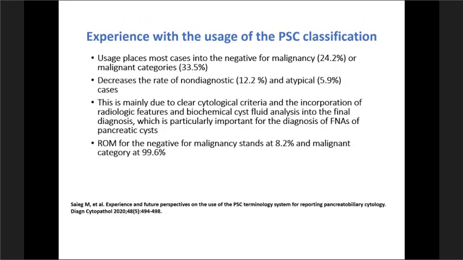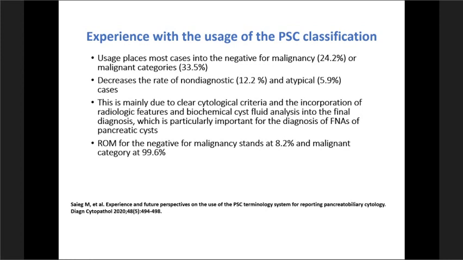So we have had now about a 5-year experience with the PSC classification. What has it done really? This has been recently published by Mauro Saeg, and what we have found with this classification system, by this meta-analysis of different studies, is that the risk of malignancy for the negative category stands at 8.2%, which is a very low number. And the malignant category is, of course, extremely high at over 99%.